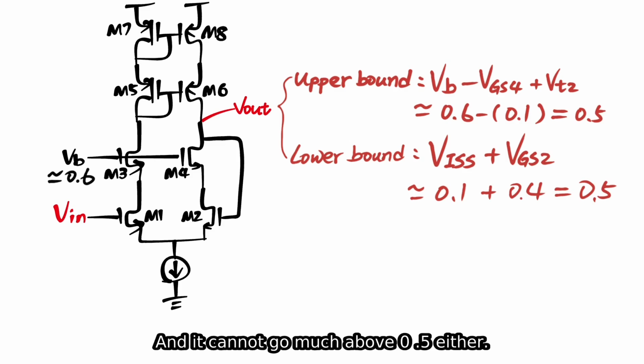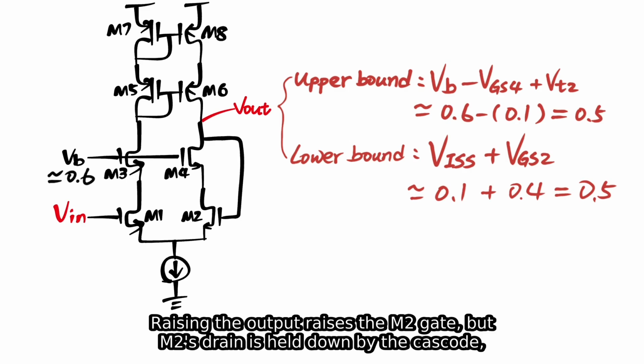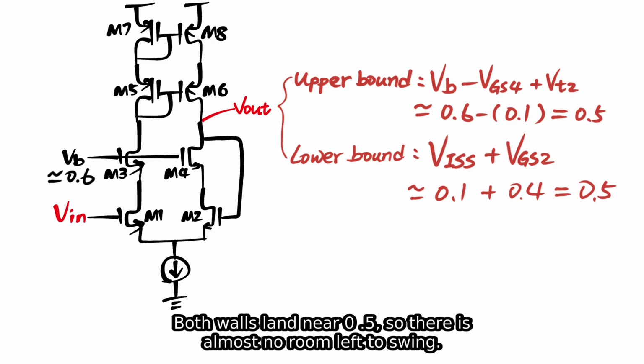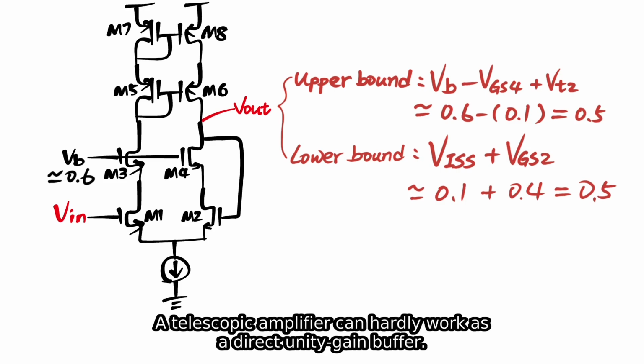And it cannot go much above 0.5 either. Raising the output raises the M2 gate, but M2's drain is held down by the cascode, so M2 falls into triode. Both walls land near 0.5, so there is almost no room left to swing. A telescopic amplifier can hardly work as a direct unity gain buffer.